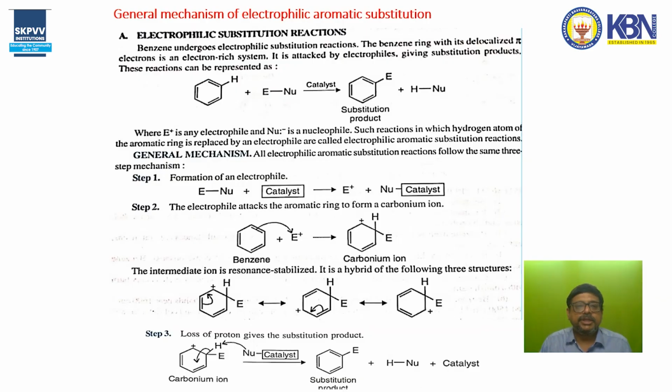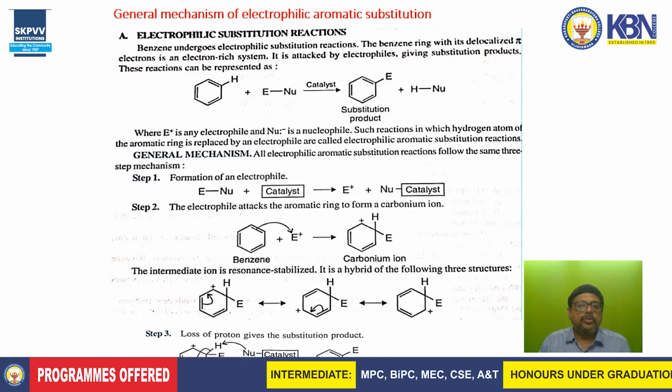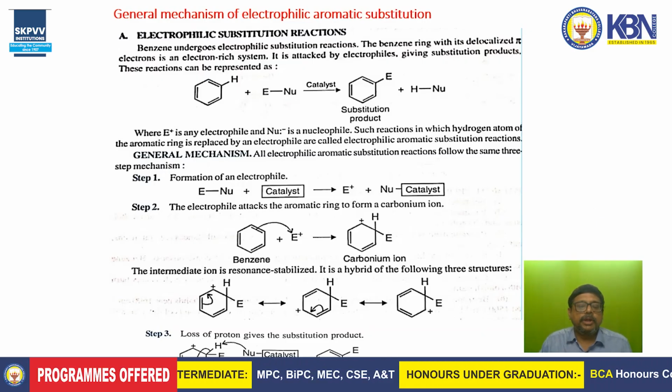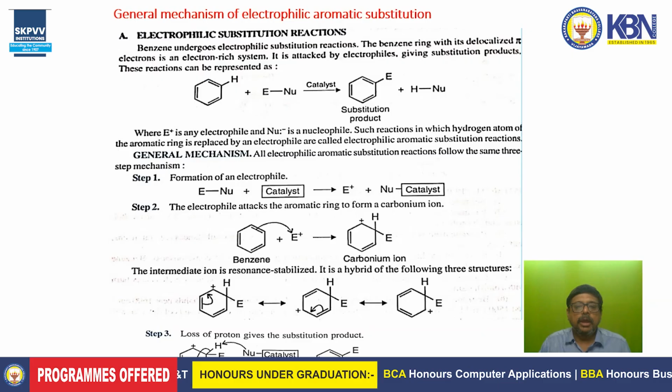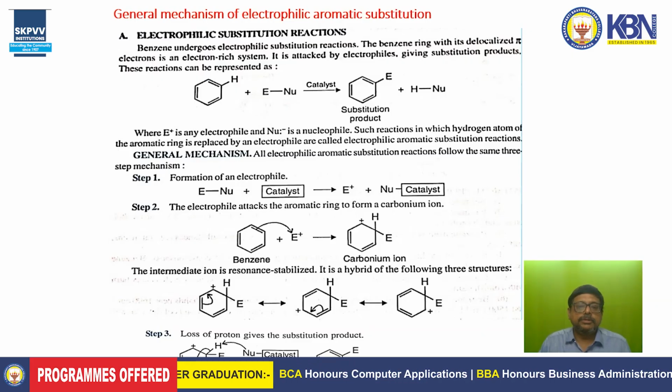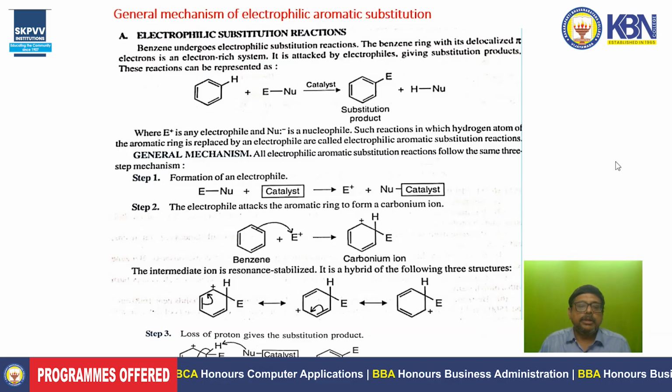So this reaction, for our convenience, can be explained with the help of mechanism. It has 3 steps. The first step is formation of an electrophile. In the presence of catalyst, the reagent is dissociated to give electrophile and nucleophile. In the second step, the electrophile which is formed in the first step is ready to attack the aromatic ring to form a carbonium ion. So this is carbonium ion. The intermediate ion is resonance stabilized. It is a hybrid of the following 3 structures.